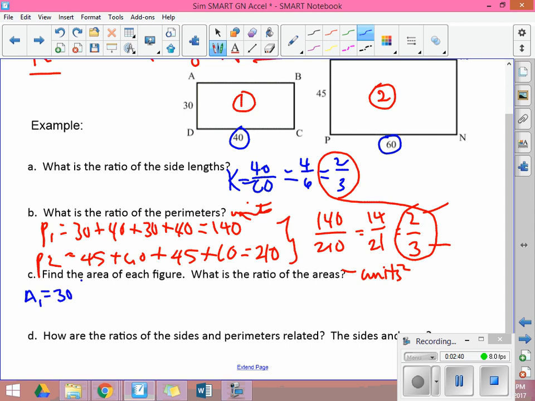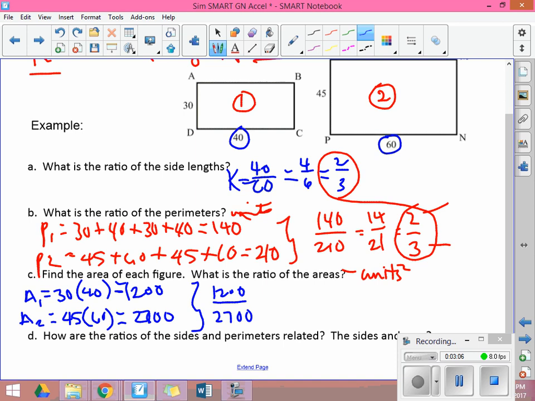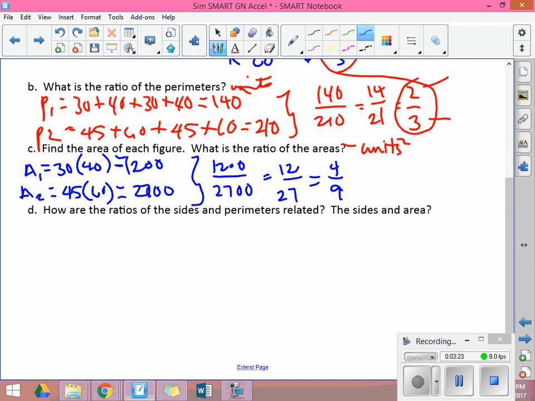So let's calculate the area of figure 1. Area of a rectangle is length times width, and so I end up with an area of 1200. The area of figure 2, length times width, I end up with an area of 2700. So when I compare those in a ratio of 1200 over 2700, that reduces to 12 over 27, which is going to reduce to 4 over 9. If I do some comparing, 2 and 4 are related, and 3 and 9 are related. So the ratio of the sides and perimeters are the same. Now the sides and the area: the ratio of the sides was 2/3. Ratio of area is 4/9.